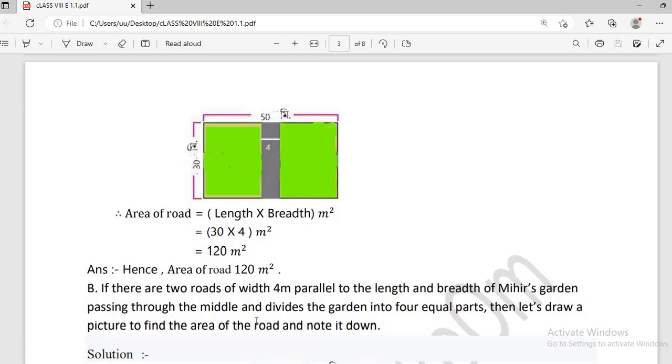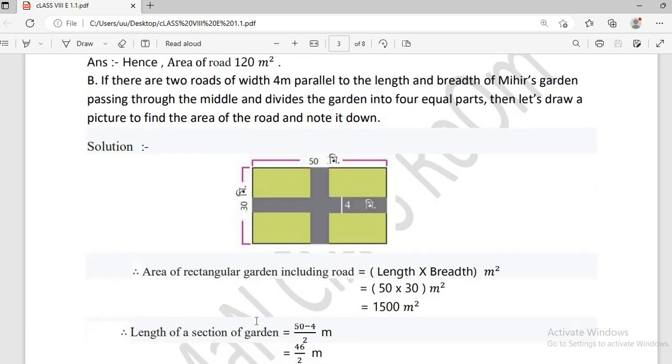Next, solution B. If there are two roads of width 4 meter parallel to the length and breadth, passing through the middle of Mihir's garden and dividing the garden into 4 equal parts, then let's draw a picture. Find the area of the road and note down. Find the area of the road. This portion is the area calculated.